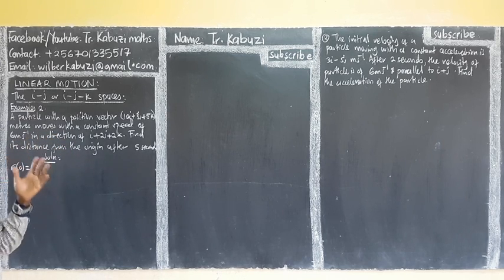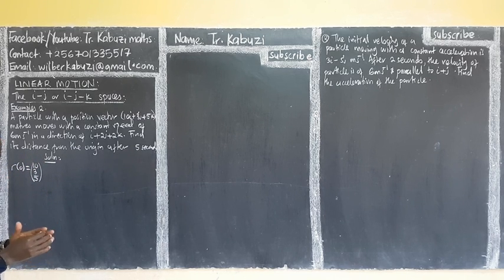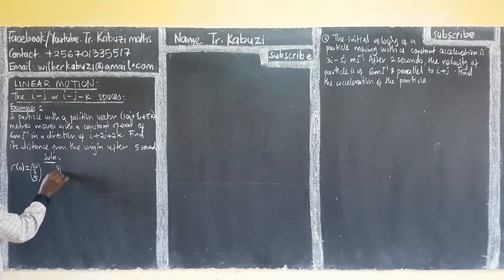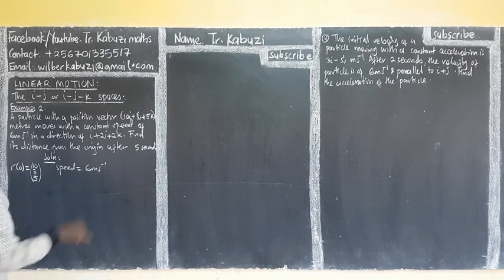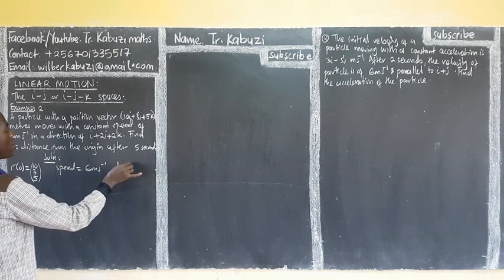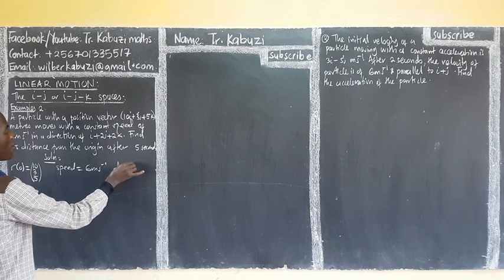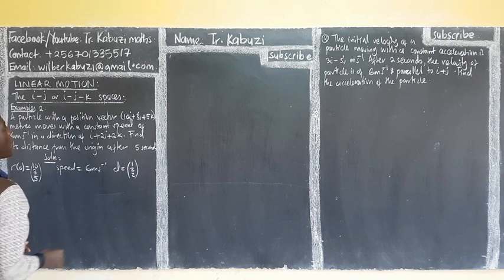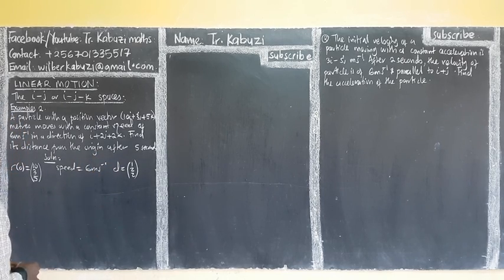The moment you hear constant speed, it means that there is no change in velocity, so their acceleration is 0. The speed they are giving us is 6 meters per second. The direction is given as 1, 2, 2. Find the distance from the origin after 5 seconds.